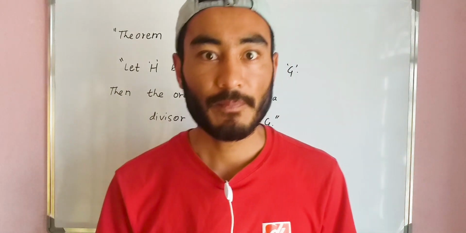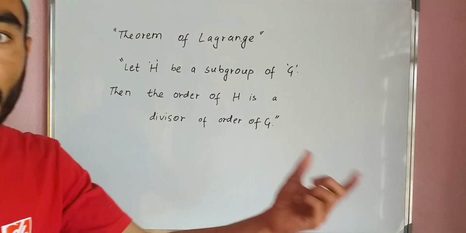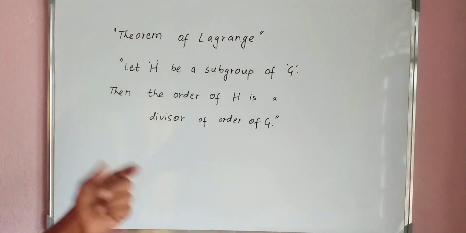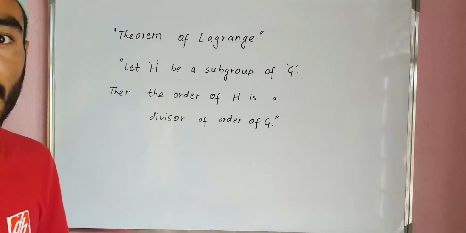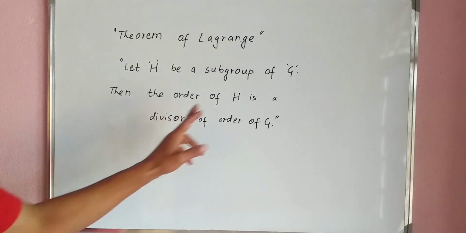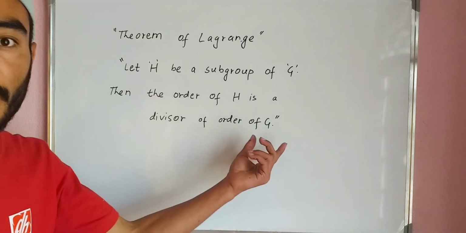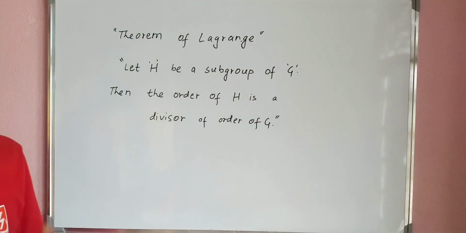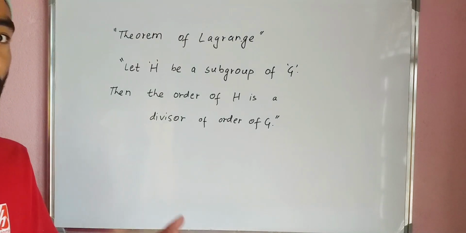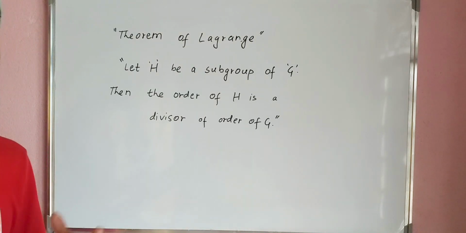It states, let G be any group and H be any subgroup of G. Then the order of H is a divisor of the order of G. Next we proceed to its proof. Its proof directly follows from the properties of cosets. It is the generalization of our earlier discussion.